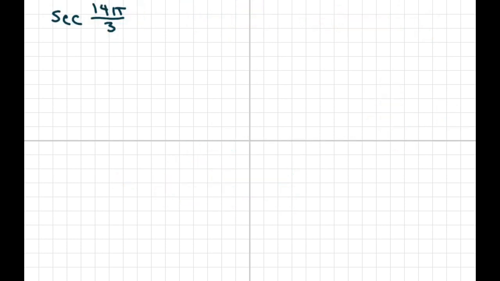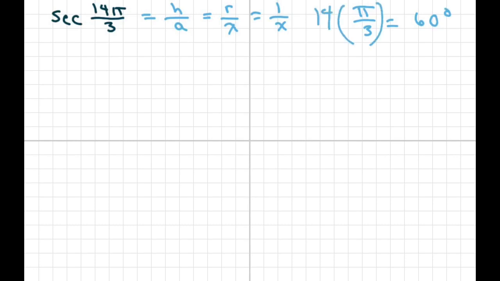Now we have secant. Secant is hypotenuse over adjacent, or you could say r over x. In our case r is going to be 1, so it's 1 over x. And I'm also going to note that pi over 3 equals 60 degrees, and I need 14 of those.